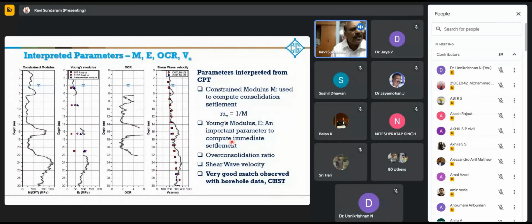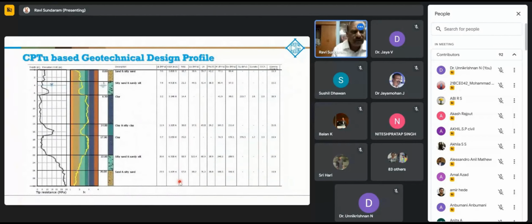Also, you can get the constraint modulus, and the constraint modulus is used to calculate the mv value of consolidation. Similarly, the Young's modulus in the sand layers, the over consolidation ratio, the shear wave velocity. The measurements from the cross-hole seismic test have been superimposed here. You see a very good match between the CPT and the cross-hole seismic. So this is the final geotechnical design profile developed from the CPTs.